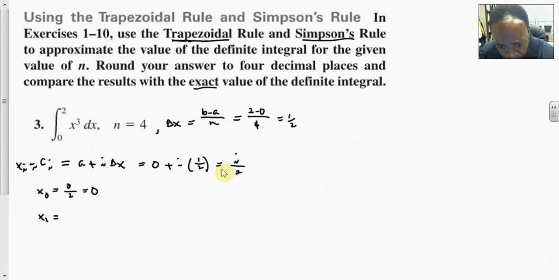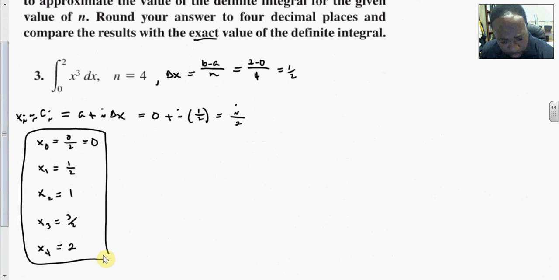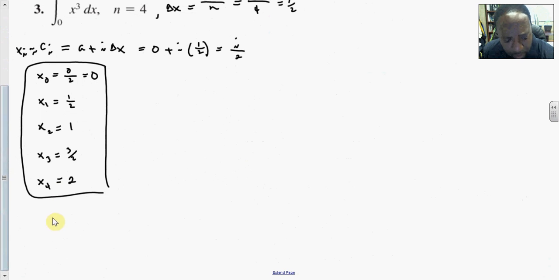x of 1, we're using this formula here, right? Because x of i is equal to i over 2. So x of 1 is 1/2. x of 2 is 2/2, so just 1. x of 3 is 3/2. And then x of 4 is 4 divided by 2, we get 2. So that all checks out. So the first thing we do is we're going to use the trapezoidal rule.